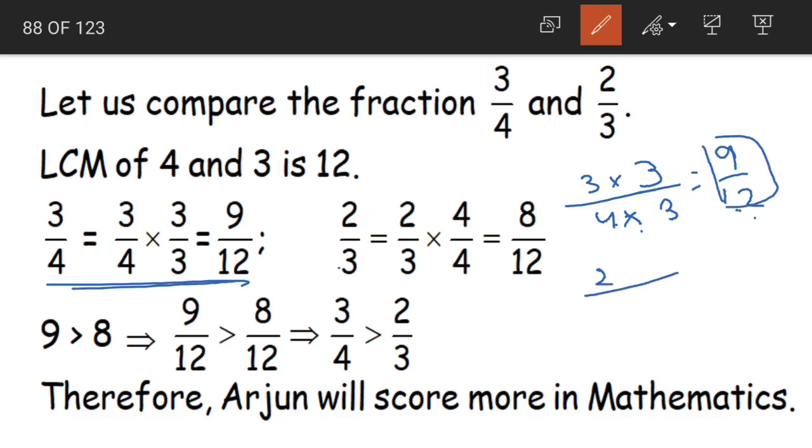And coming to the second one, 2 by 3. Now 3 into what gives us 12, children? 3 into 4 is equal to 12. So again we have to multiply 4 with the numerator as well. 2 into 4, 8. So our two like fractions are 9 by 12 and 8 by 12.